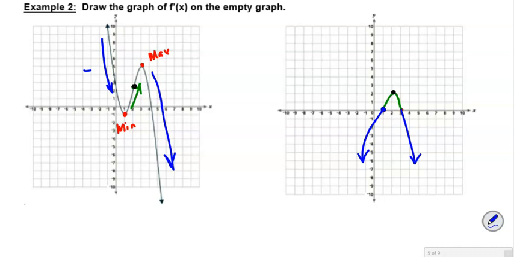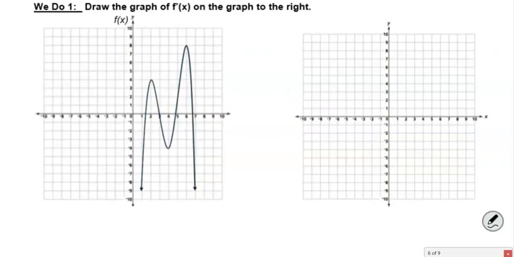We know where they are, right? So we know that this is at 1 and this is at 3. And we know this is about at 2. This point up here is a point of inflection, okay? All right, here's another one.